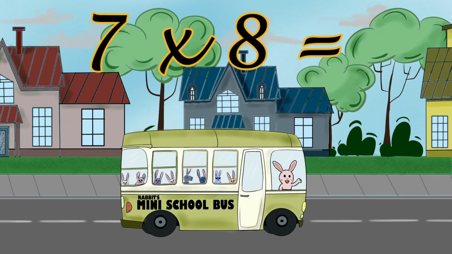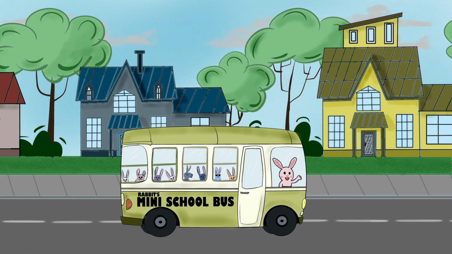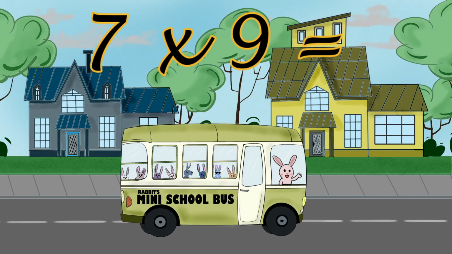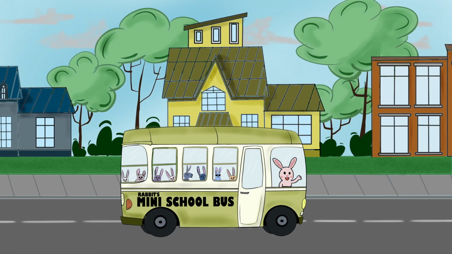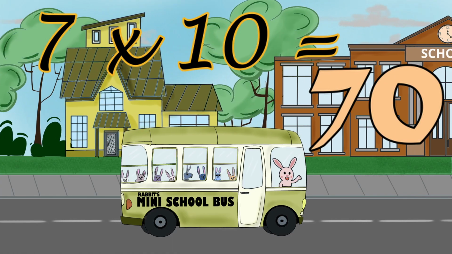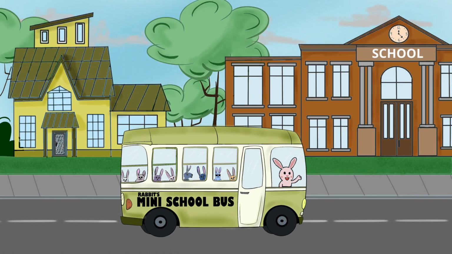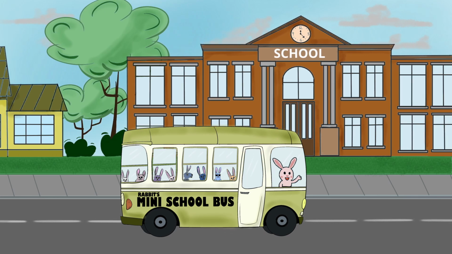7 times 8 is 56. 7 times 9 is 63. 7 times 10 is 70. Great job! Let's quickly say them together.